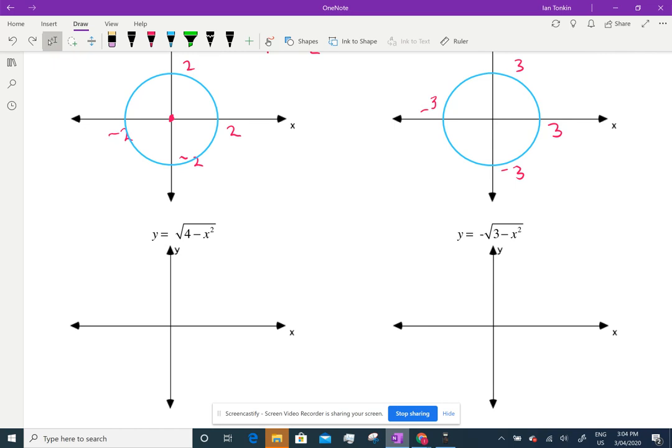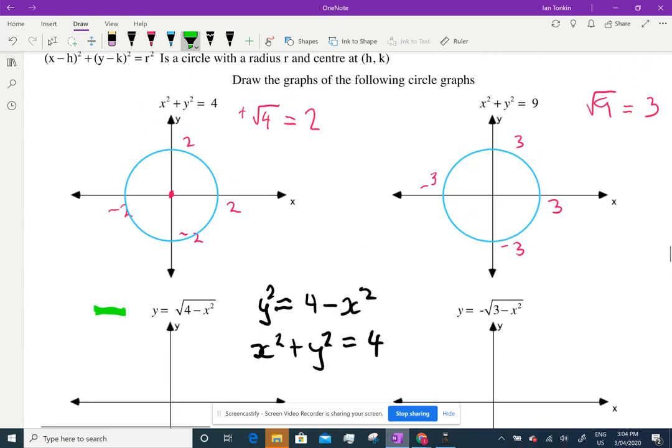Now, if I take the positive square root, for example, let's square both sides because this is an equation. If I square both sides, I'm going to get y squared, and if I square a square root, I just get whatever is under it. So I get y squared equals 4 minus x squared. And if I take that x squared over the other side, x squared plus y squared equals 4. But by saying that this is a square root, I'm saying you only want the positive part. So essentially, these two things are exactly the same, but because that square root sign is there, it's only the positive part.